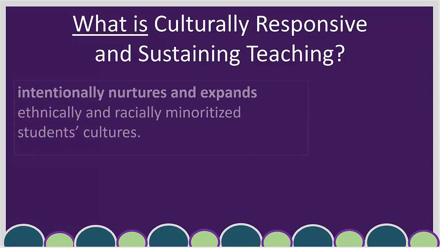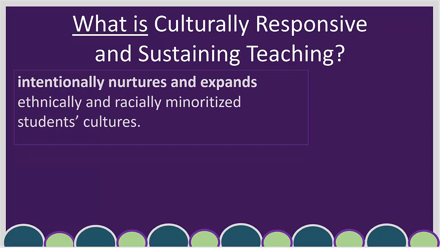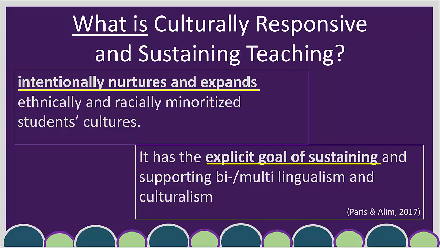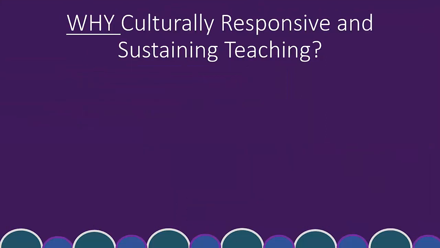The culturally sustaining part of CRST was added a few years later by Django Paris and Sami Alim. It is the idea that learners' languages and cultures need not be only respected and honored, but also actively supported and sustained by educators. Culturally responsive and sustaining teaching has the explicit goal of sustaining and supporting bi or multilingualism and biculturalism. And so why is this important?